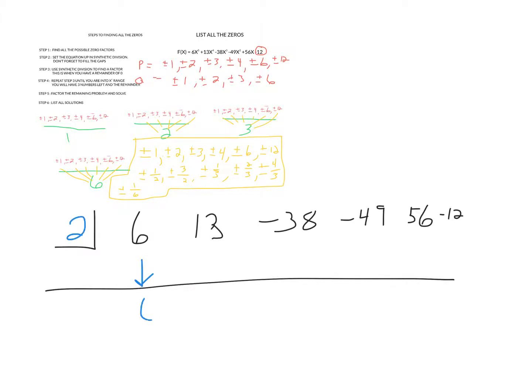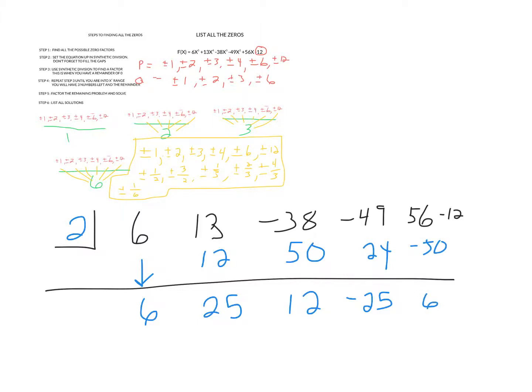So I'm going to bring down the 6. So 2 times 6 is 12. We get 25. 2 times 25 is 50. So I now have 12. 12 times 2 is 24. Add down, that's going to be negative 25. Times that, I get negative 50. So that's 6. And 2 times 6 is going to be 12. When we add it down, we get a 0. All right, so there's one of them.